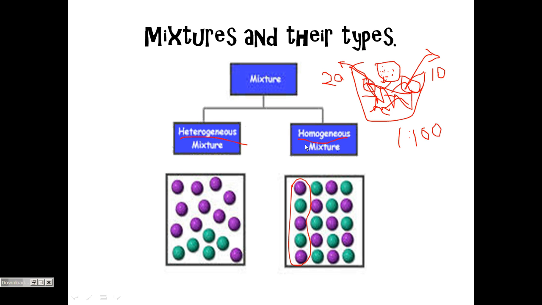However, in a heterogeneous mixture, for example soil, there is not a uniform or homogeneous distribution of other particulate matter such as stones throughout the soil. Okay, so in a heterogeneous mixture, there is no equal, uniform, homogeneous distribution of components of the mixture, while in a homogeneous mixture there is a homogeneous, uniform distribution of the components of the mixture.